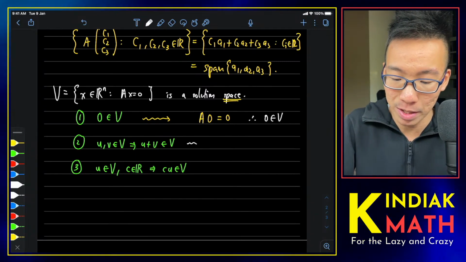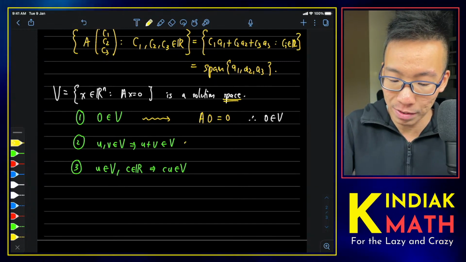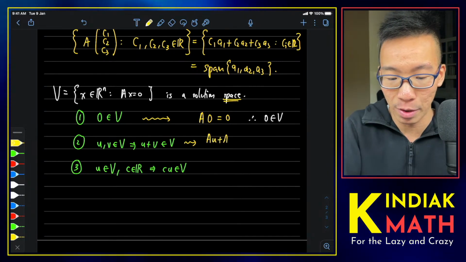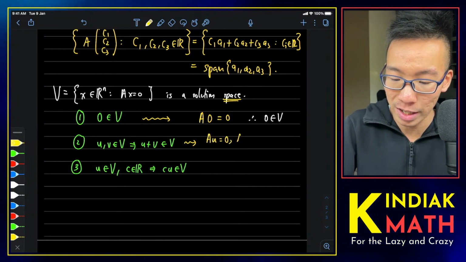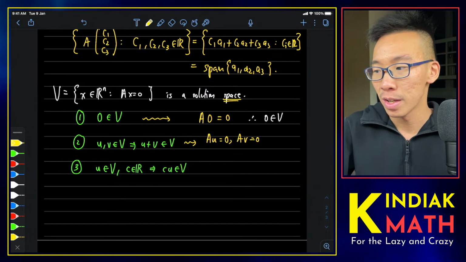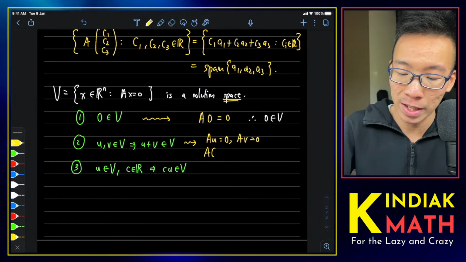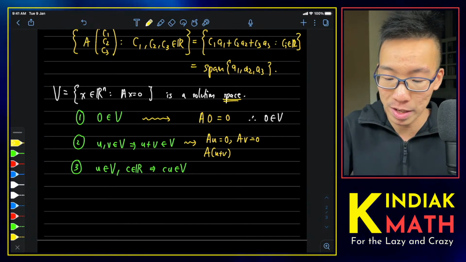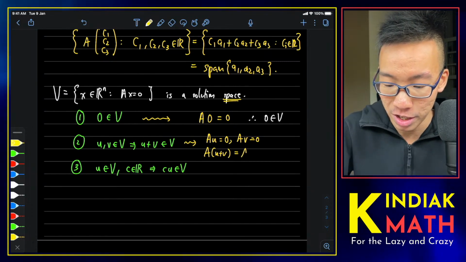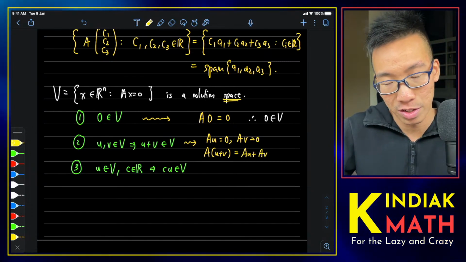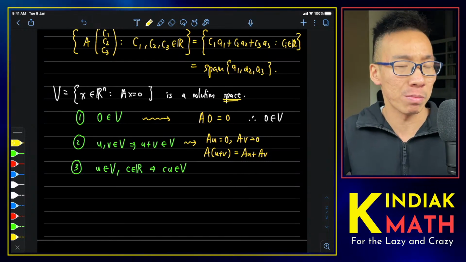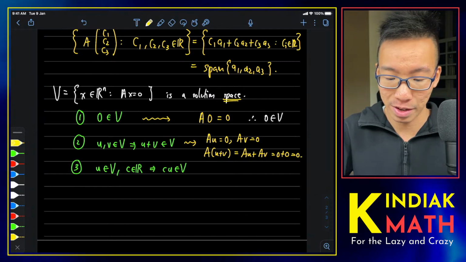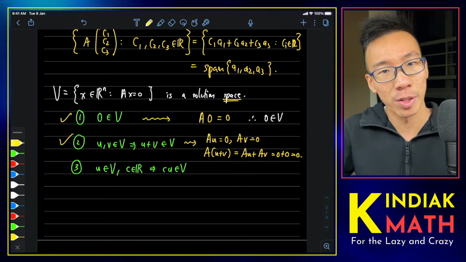Next up, what does this mean? Well, since U and V lie inside the vector space, we know that AU equals 0 and AV equals 0. So that raises the question, if we were to plug in U plus V, would this equal 0 or not? Well, we know that with matrix multiplication, you can do distributivity there, but AU is 0 and AV is 0. So therefore, these two properties work.